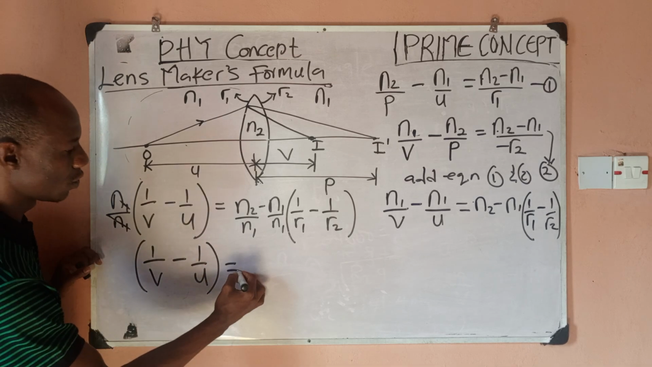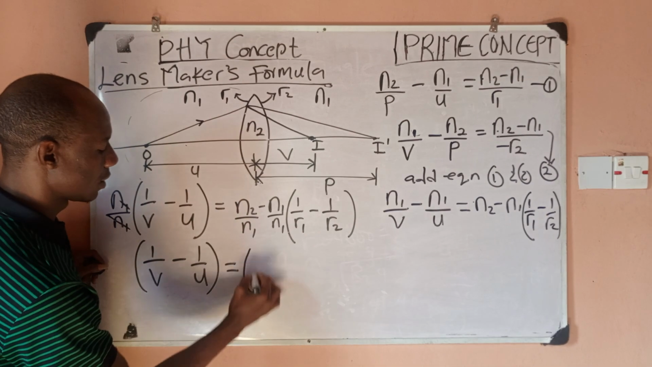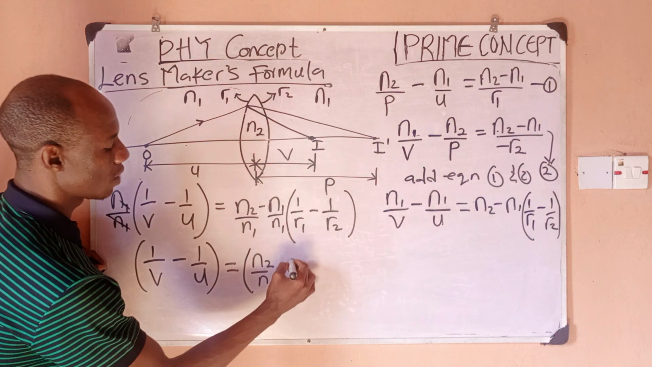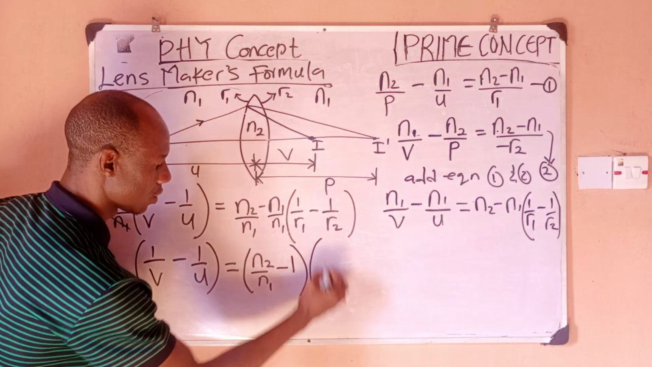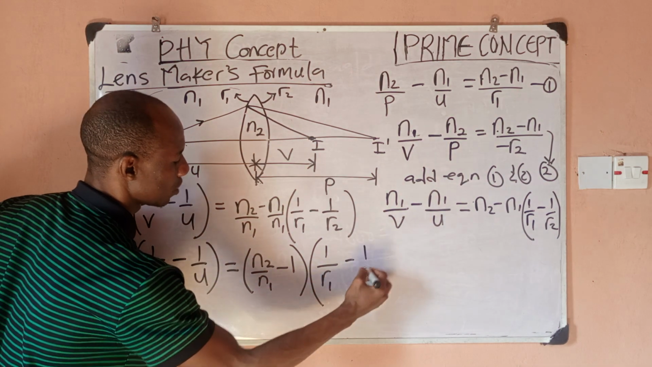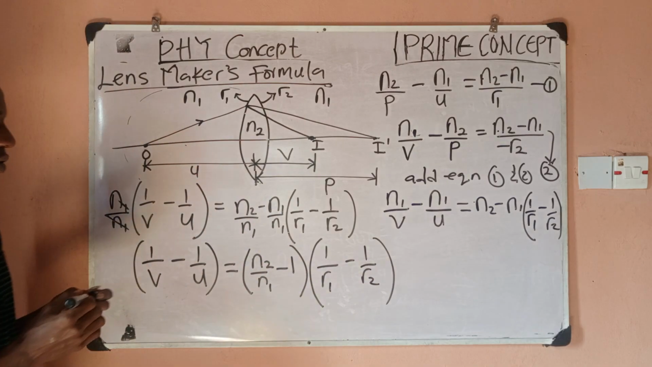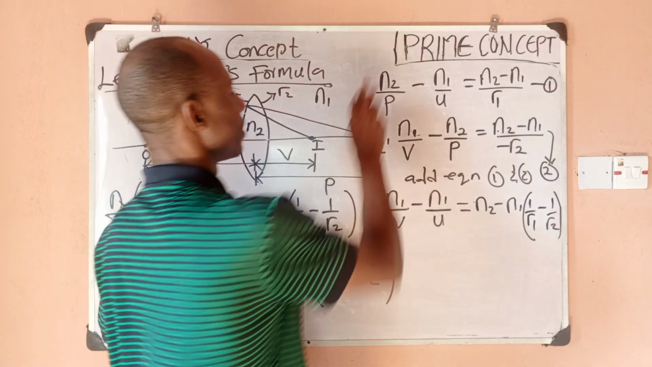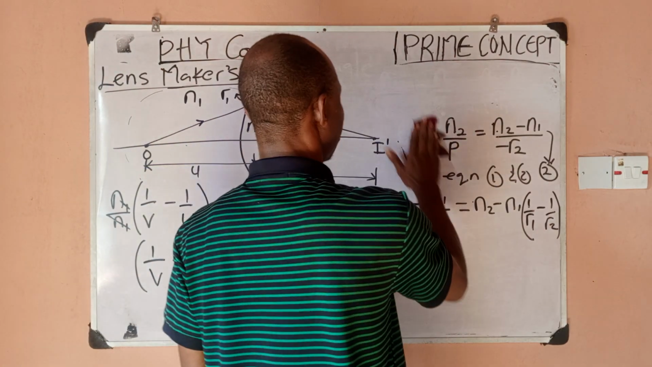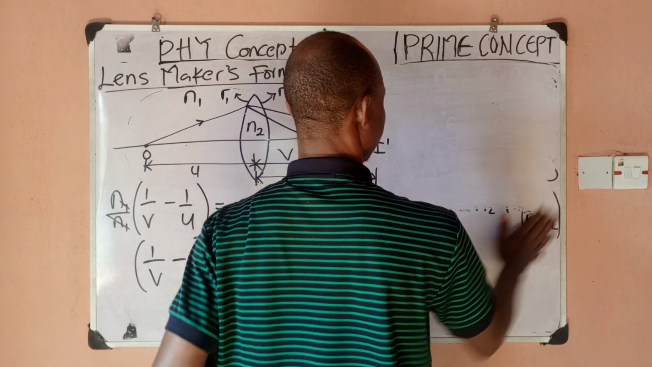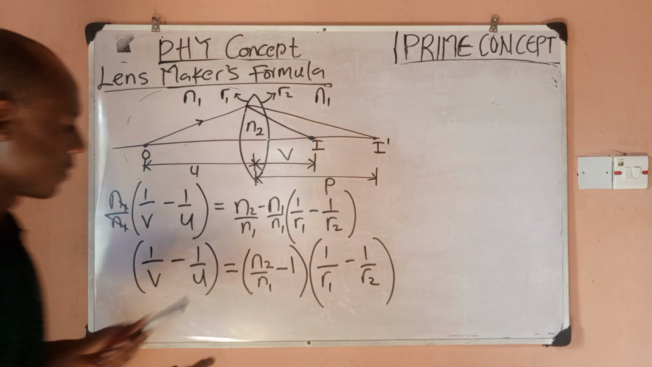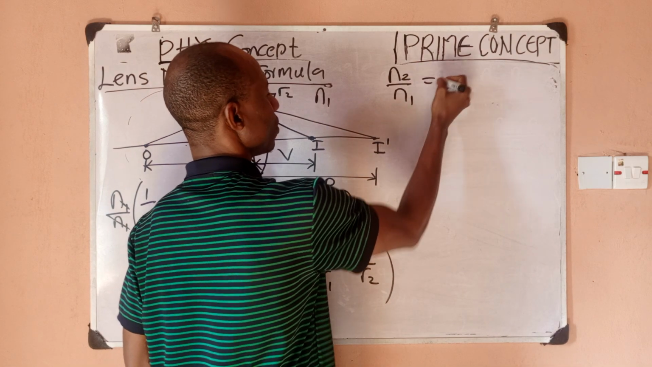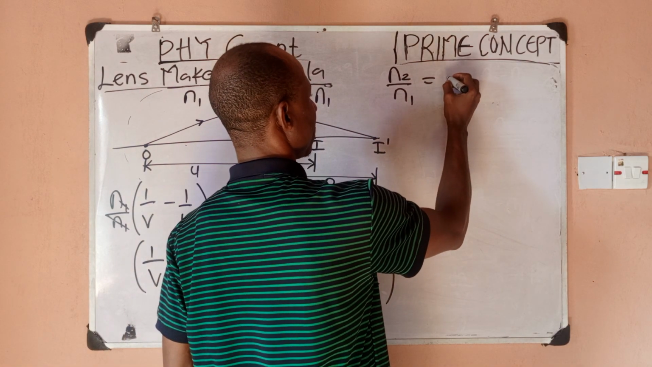That would give me N2 over N1 minus N1 divided by N1, which is 1, into 1 by R1 minus 1 by R2. So this is what I would have. Now, if you recall, I already explained the difference between relative and absolute refractive index, so you should know that N2 over N1 is known as the relative refractive index, which I would call N.